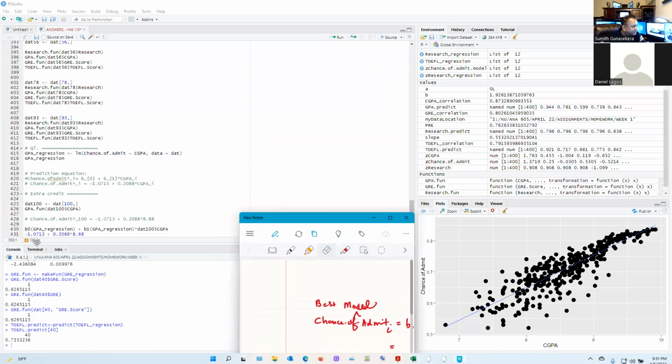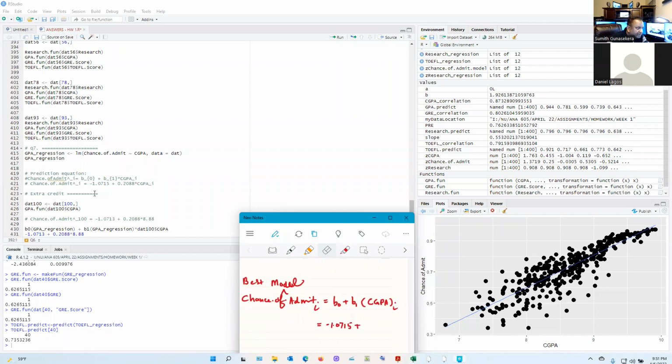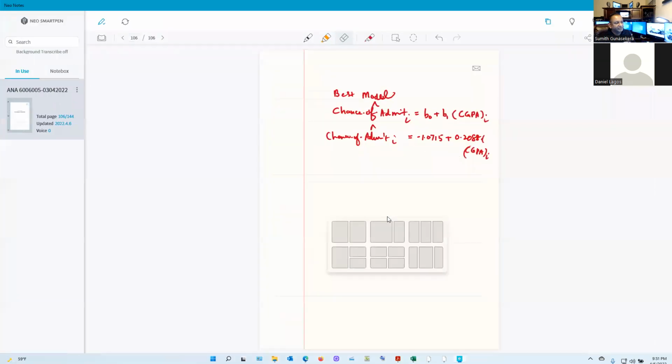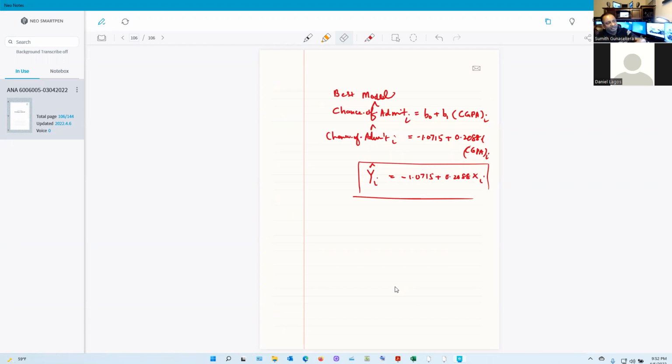CGPA: negative 1.0715 plus B1, 0.2088, times CGPA of the ith person. The chance of admit at i. That's what we're expecting you to plug in. Or you can simply say y hat for that particular y equals negative 1.0715 plus 0.2088 xi. But make sure this x is not going to be the same for the next one. The y is going to be the same, but x is going to change. Next one, GRE. Out of all these, that's the one that we're expecting, and then you make the prediction.